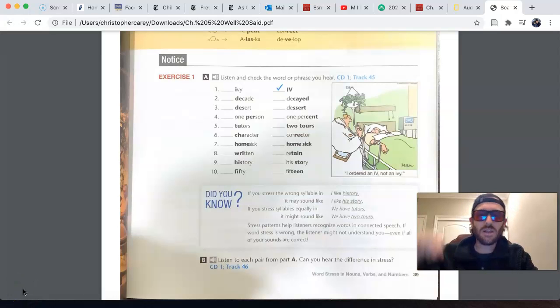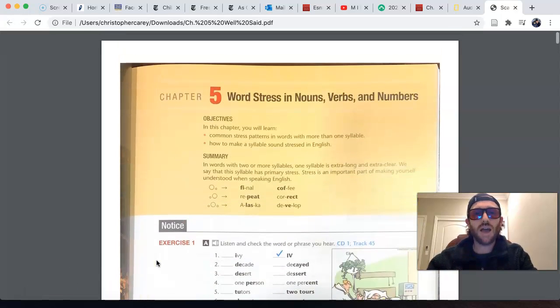So let's go ahead and click next in the bottom right hand corner. Let's get to work in chapter 5, how to stress words such as nouns, verbs, and numbers. Let's get to work.